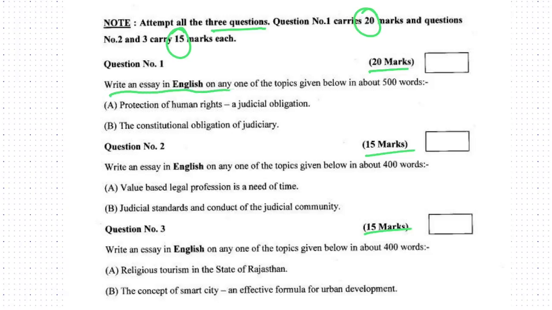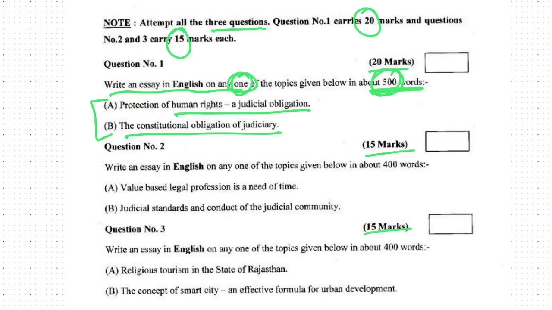Now it says write an essay in English on any one of the topics in about 500 words. It's important that you also keep track of words in this. Otherwise, if the examiner does a very rough count, and they feel that your essay is much longer than the 500 words, or a lot shorter, then it'll reflect in the marks that they give you. So over here it says protection of human rights, a judicial obligation, and the constitutional obligation of judiciary. So very constitutionally inspired essays.